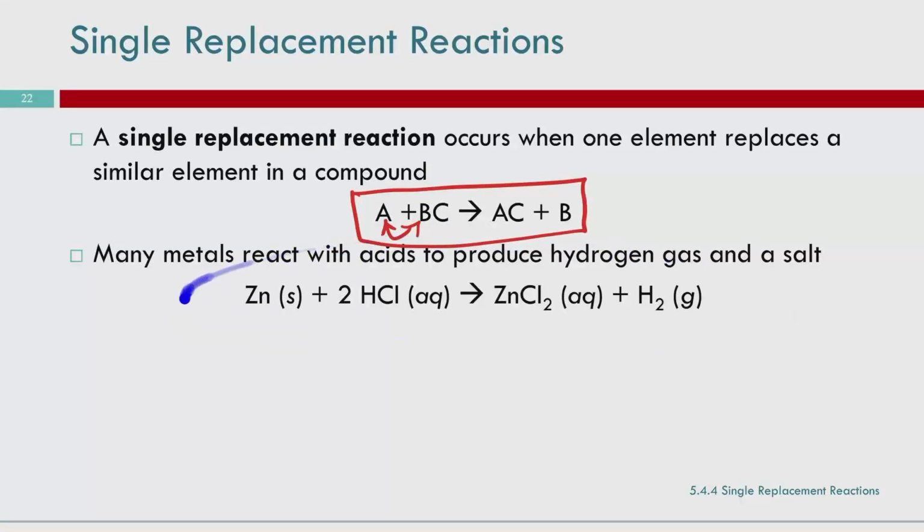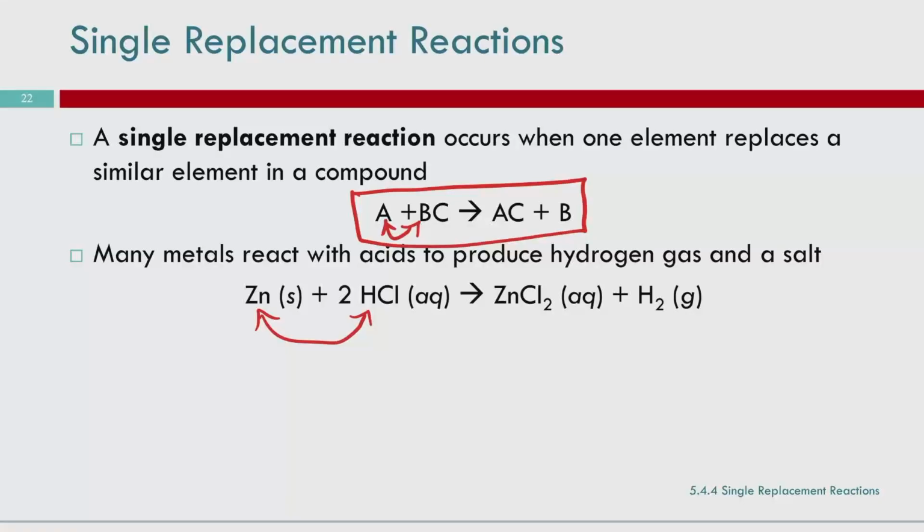An example of this is when metals react with acids, they produce hydrogen gas and a salt. Typically a salt. In this case, that salt is zinc chloride. So zinc and hydrogen have swapped places. So instead of hydrogen being with chloride or chlorine, it's now the zinc that's with the chloride.